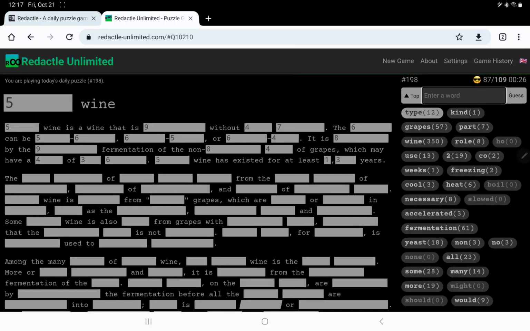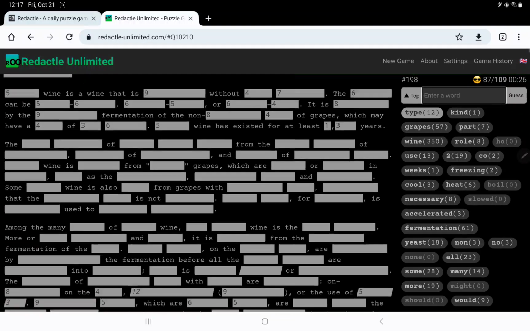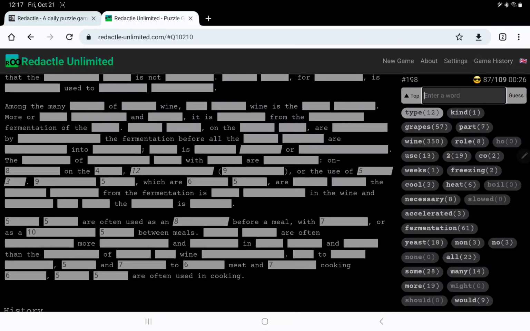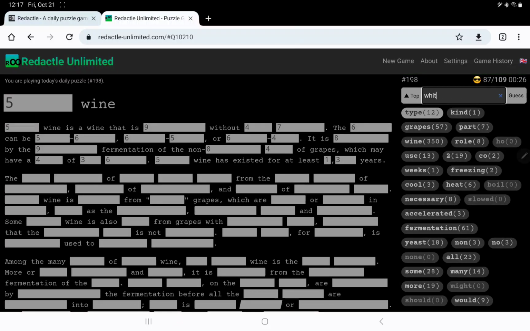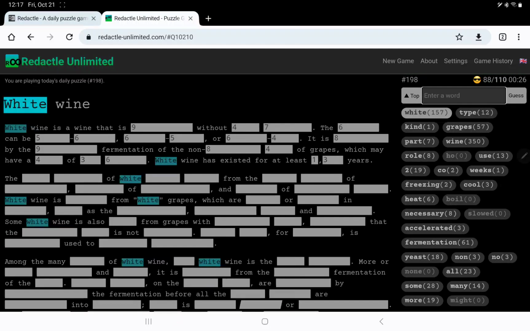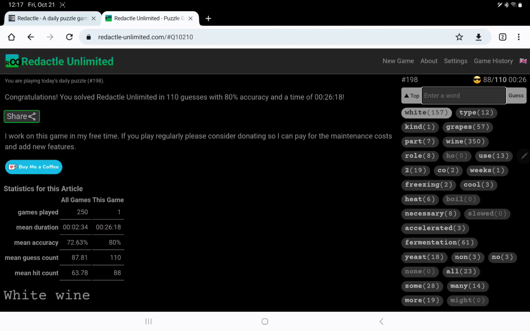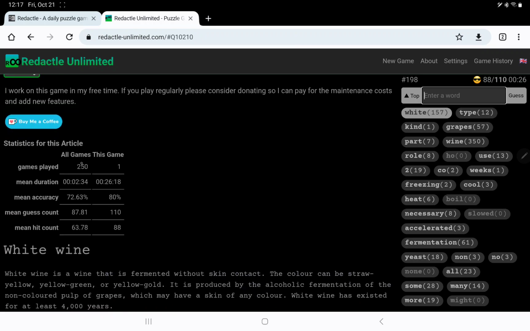Yeah, I suppose that's very possible, but then why would they say it's used as a something before a meal? I'm thinking this is more a special type of wine, but let's try white for a start. It is white wine. Oh my goodness, well that took me longer than it should have. I hope you all did better than me on this one. 110 guesses. The mean of, because I'm doing this later than usual, 250 games played so far, the mean is 87.